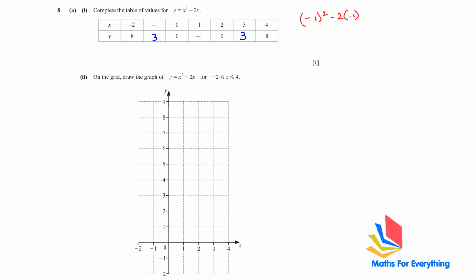So -2, this is our x values, and this is our y. So when x is -2, y is 8. So we make a point there. When x is -1, y is 3. When x is 0, y is 0. When x is 1, y is -1. When x is 2, y is 0. And when x is 3, y is 3. And when x is 4, y is 8. So it's a pretty easy graph. And now we have to join the points together. So this is how your curve will look like after we join the points together.